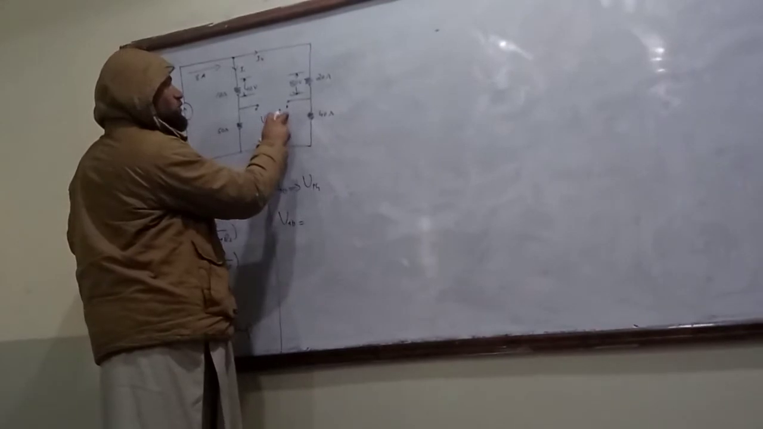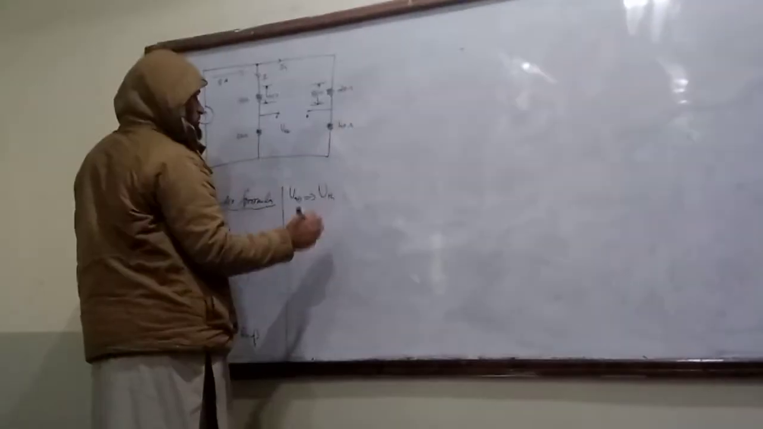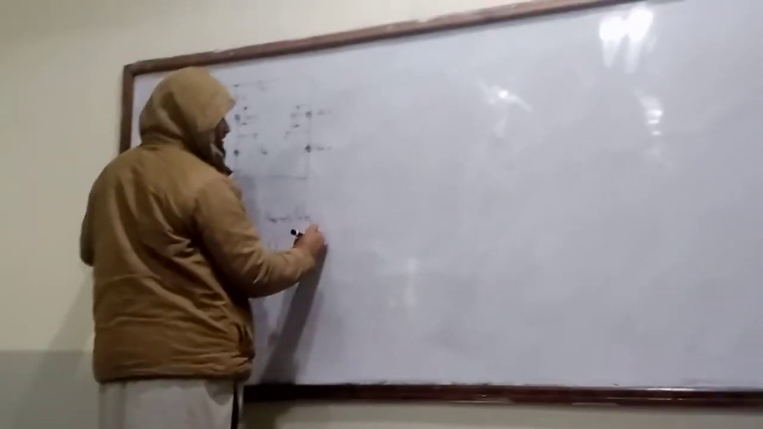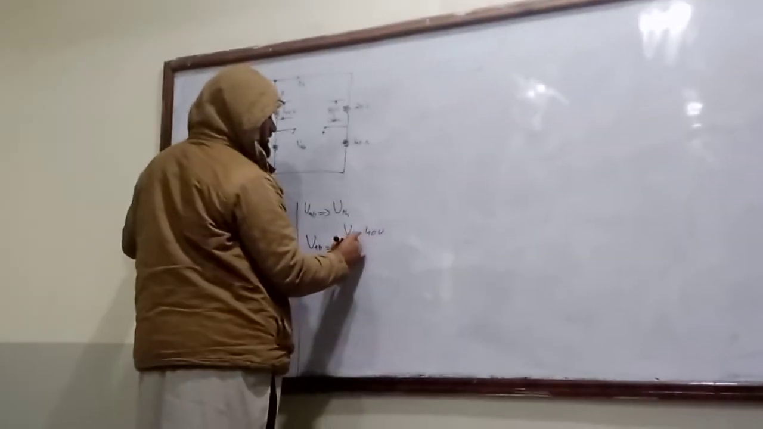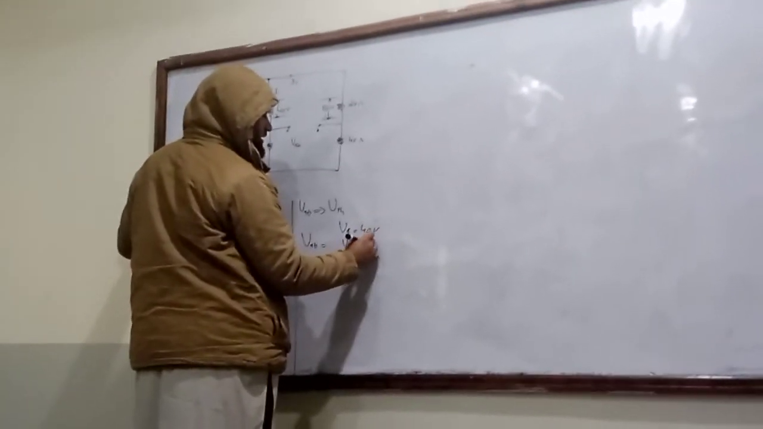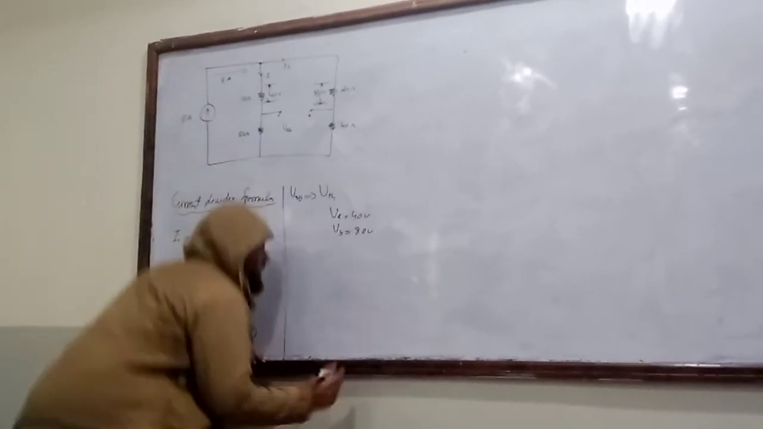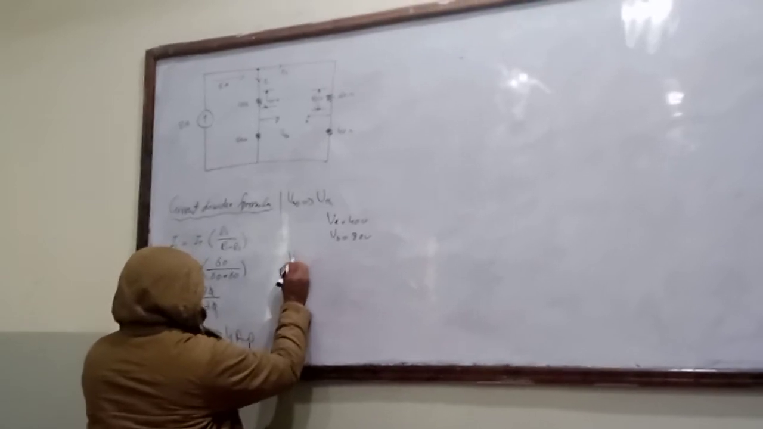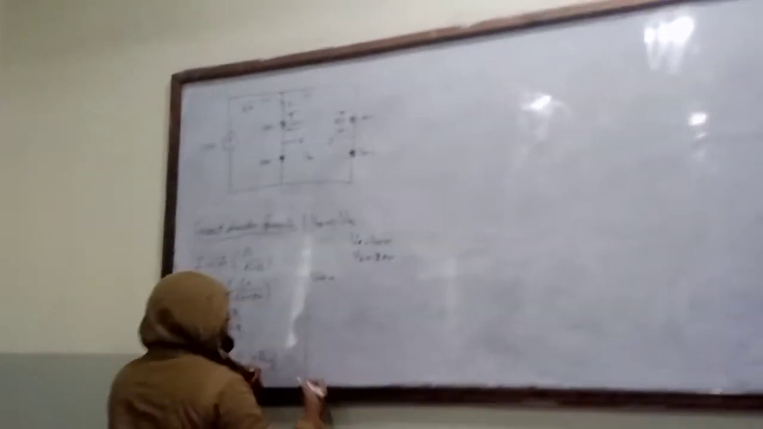And by the way, this is the voltage of VA point. This is VA and VB. So for example, if we have VA is equal to 40 volt, VB is equal to 8 volt. Am I right? Yes. And how about the difference between these two point voltages, that is VAB?